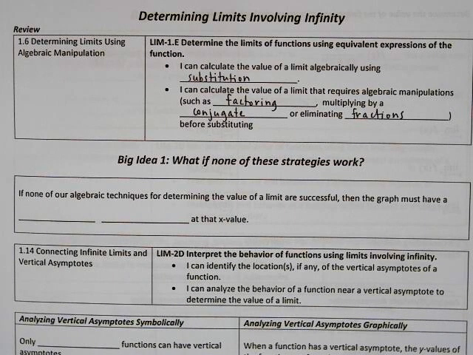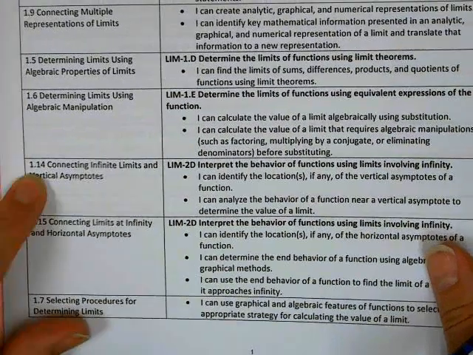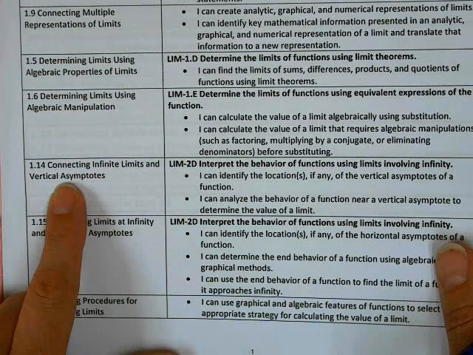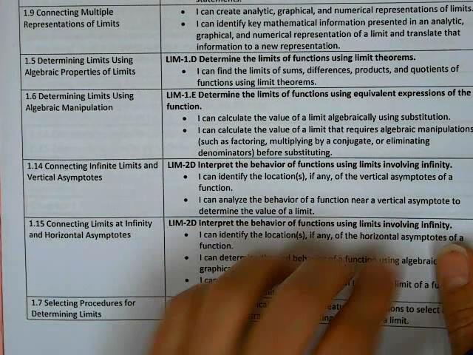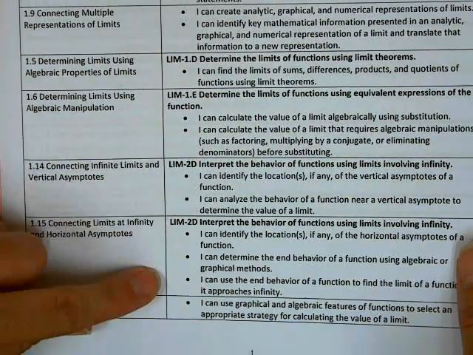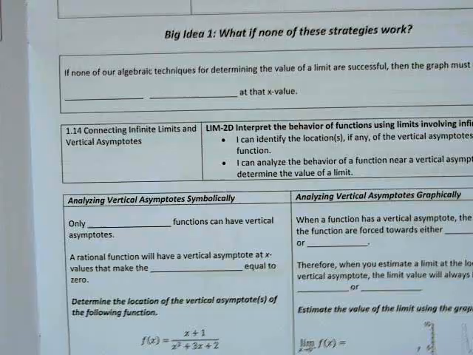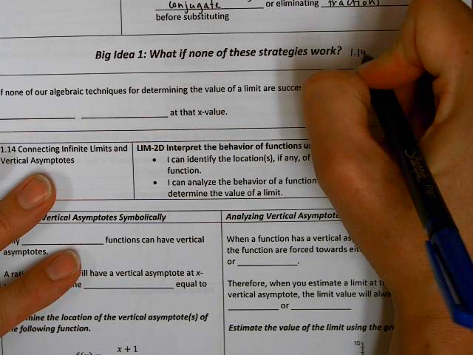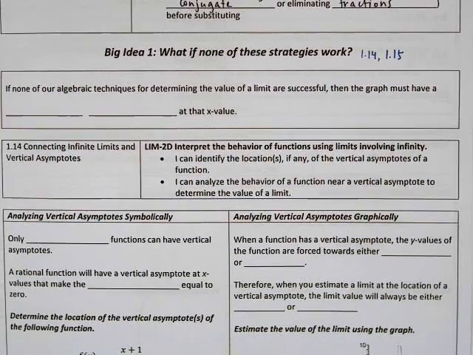But what we're going to be talking about today is what to do if none of those strategies work. And just to reference back to our learning targets, this is going to be really working with the targets around 1.14 and 1.15. So connecting infinite limits and vertical asymptotes, and then connecting limits at infinity and horizontal asymptotes. So again, it'd be worth it to run through those targets. That's really the material we're going to be talking about today. So I'm going to make a note here. This is 1.14 and 1.15 in terms of your learning targets.